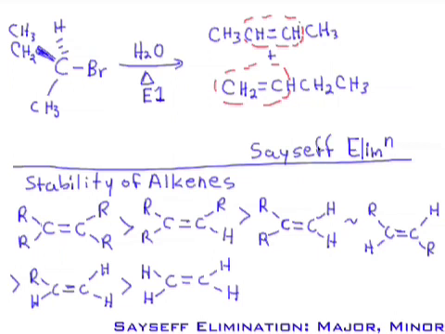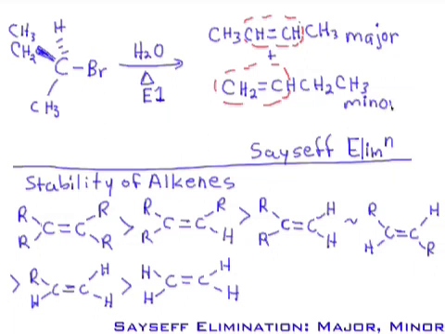Usually, Zaitsev elimination is what predominates, and in this case it does. And you will always assume Zaitsev elimination occurs unless I give you a special exception. Zaitsev elimination occurs in this case. So 2-butene, because it's the more stable alkene, is actually major. And you can indicate that. Whereas the 1-butene, we would indicate it's a minor product.